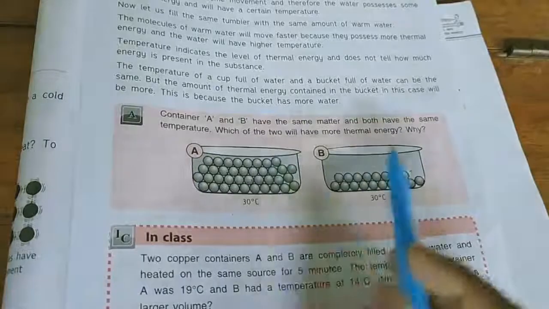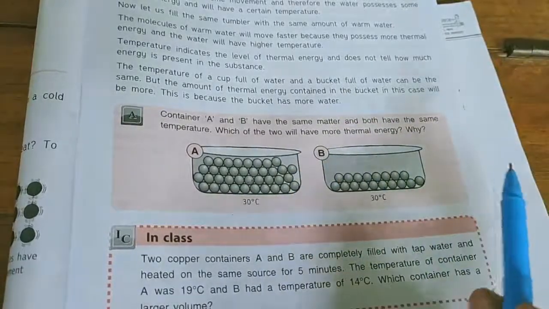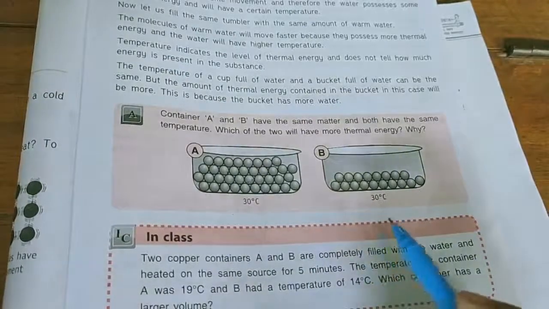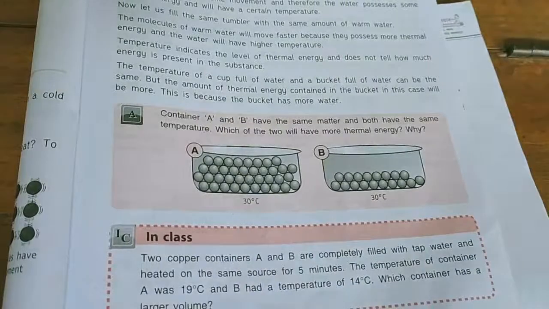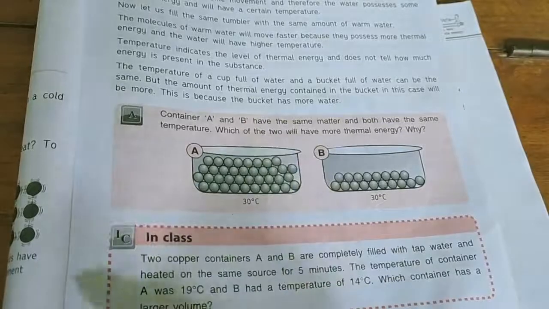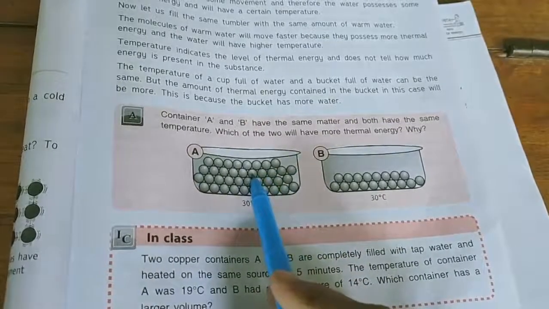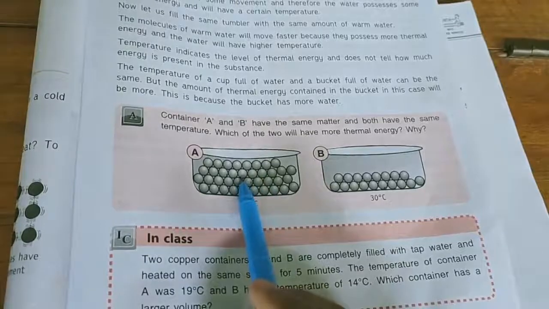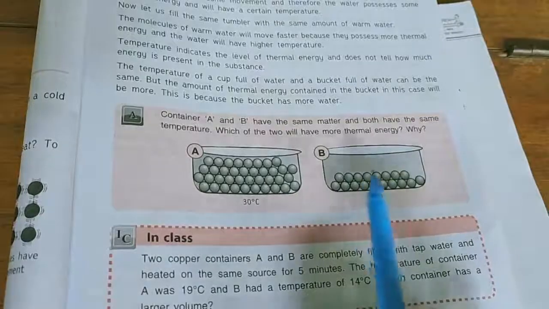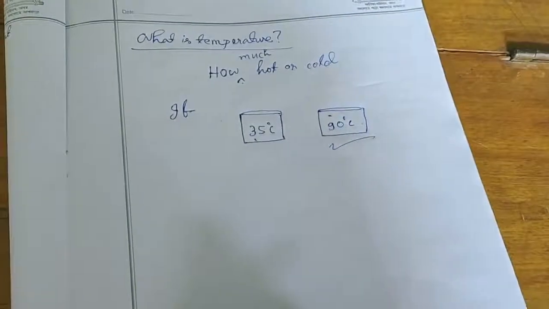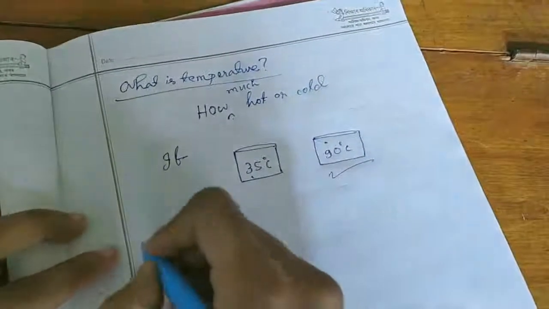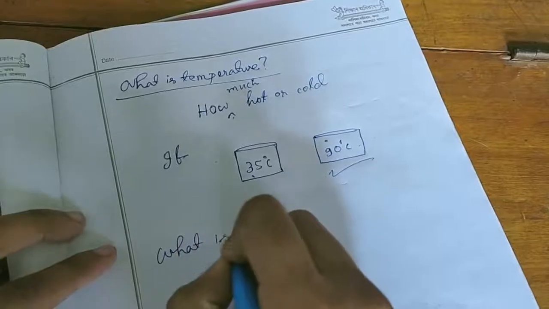You got it? What was thermal energy? Thermal energy is the sum of energies present in all the molecules. Since this bowl has more molecules, the thermal energy of bowl A will be more compared to bowl B.